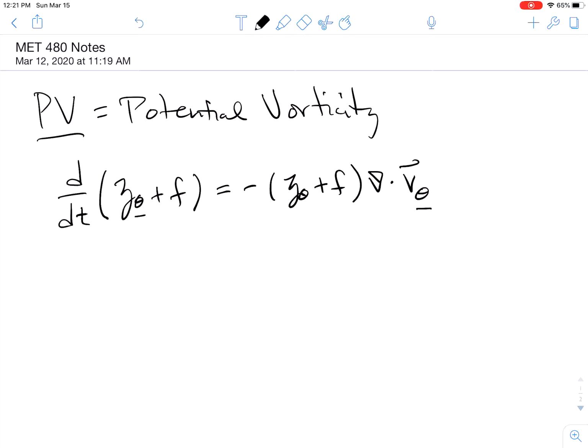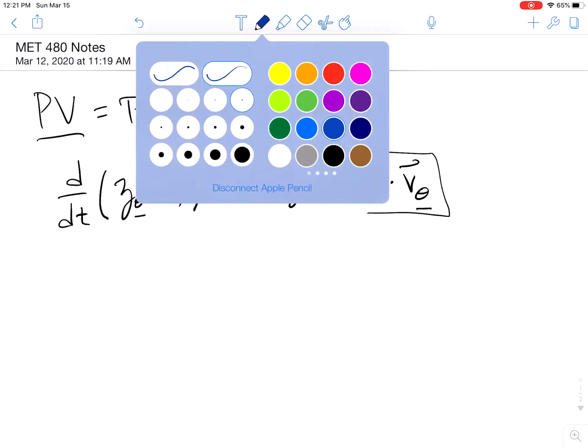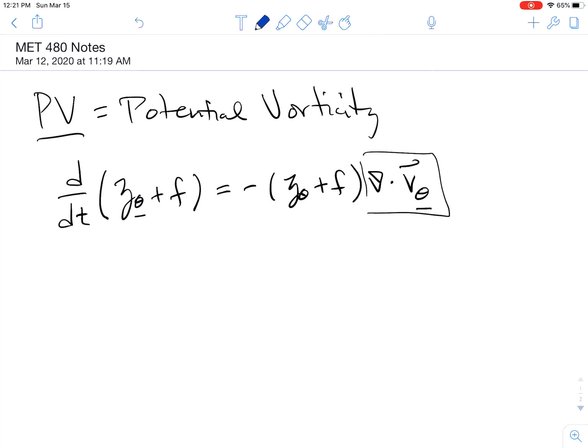Let's hold this aside for a second and then consider what does it mean if the flow is convergent. Here we basically have divergence, or convergence by a minus sign, in del dot v theta. We want to consider what this means for mass considerations. And so we know that if the flow is convergent in an isentropic setting, we know that the mass must increase.